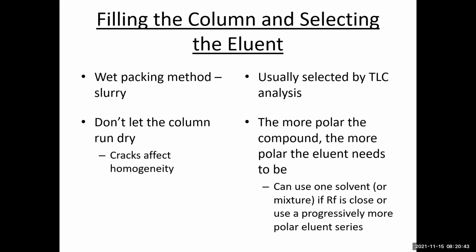Generally, the more polar the compound, the more polar the eluent needs to be. Otherwise, it'll just be stuck on the top of the column, bound to the silica gel, and it won't progress through to the bottom of the column. And if it doesn't come out the bottom of the column, you can't isolate that compound, right? And you just lost it to the silica gel, which is not good.